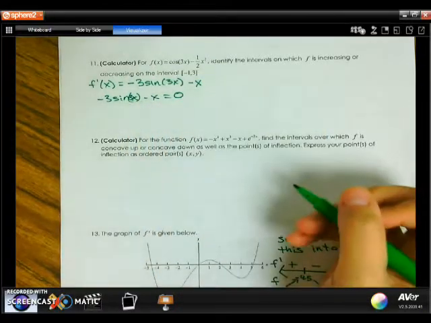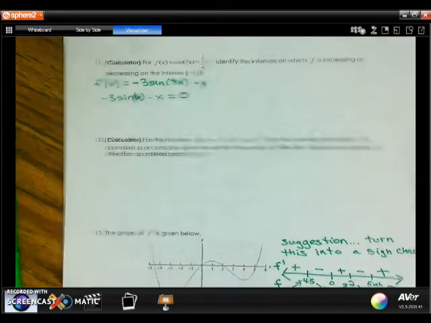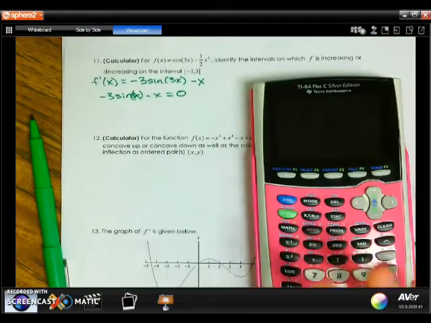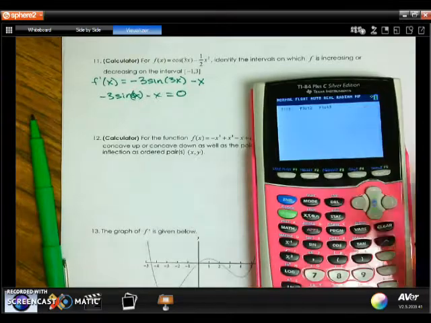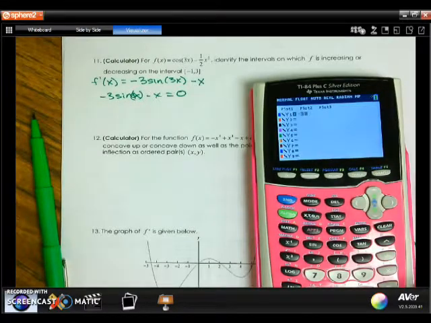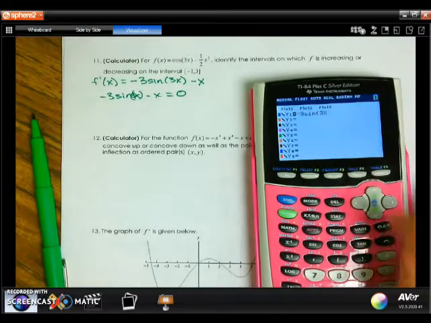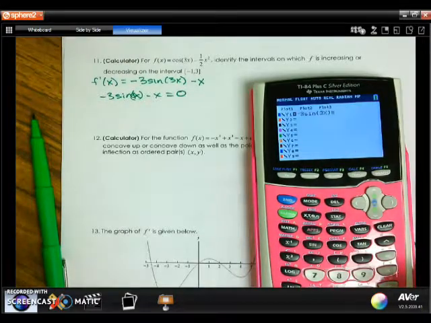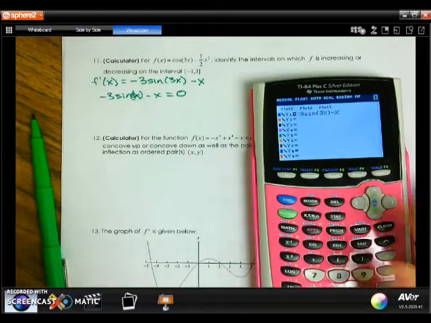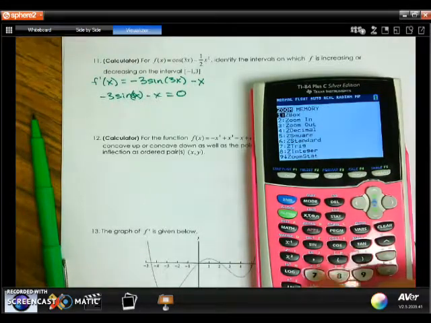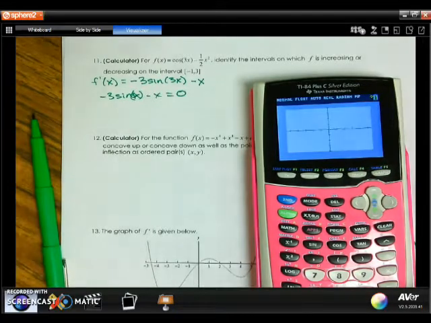Well, that's where my calculator is going to come in handy. To figure out where that equals 0, the easiest way is to turn your calculator on, hit y equals, and type that in. So negative 3 sine 3x. Notice my calculator is in radian mode, and it was a minus x. Perfect. So I would recommend hitting zoom and then maybe trig here. Let's see what that does.